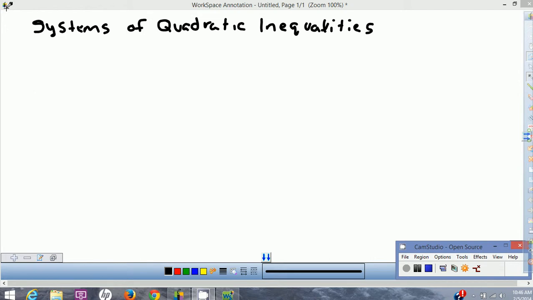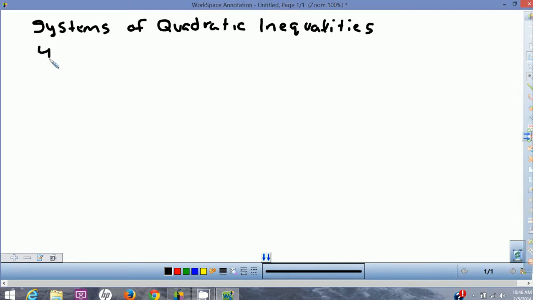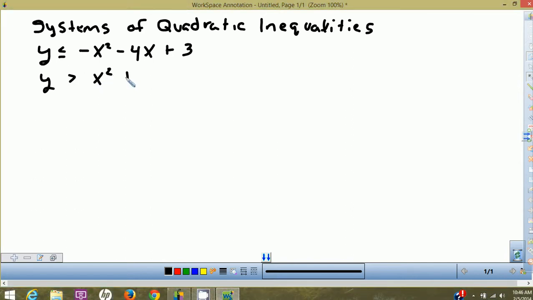All right, last lesson in this unit, we want to talk about systems of quadratic inequalities. So if I have a system of inequalities that contains quadratics, I might have something that looks like this. y is less than or equal to negative x squared minus 4x plus 3. And y is greater than x squared plus 3. This is my system of quadratic inequalities.